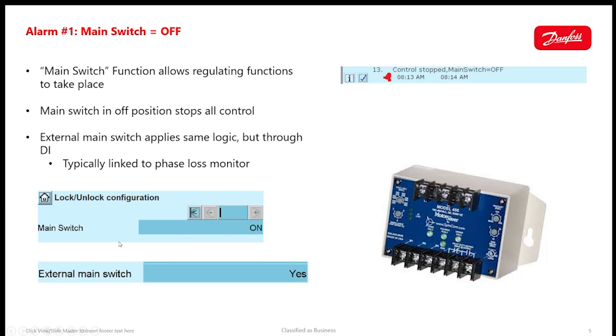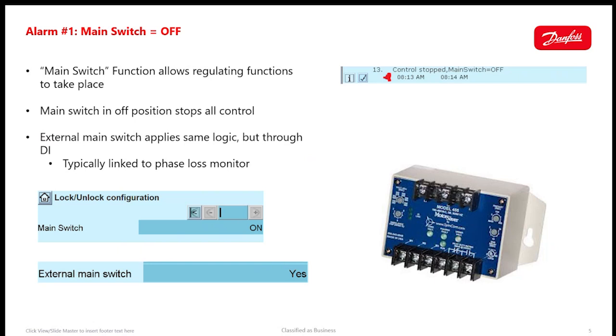The second area that can generate the main switch off alarm is through the user parameter that's available in the pack controller. Under the lock unlock configuration section of your configuration menu, you have the main switch parameter. While that's in an on state, you're telling the pack controller that it's okay to carry out its normal logic. If a user turns this setting to an off state, then they are disabling the rack there. And so they may be doing that intentionally for some service reasons.